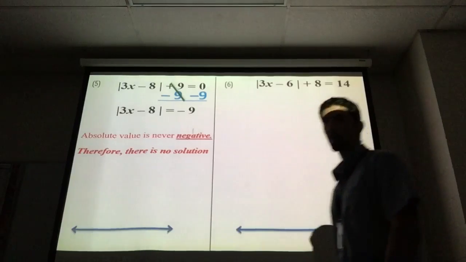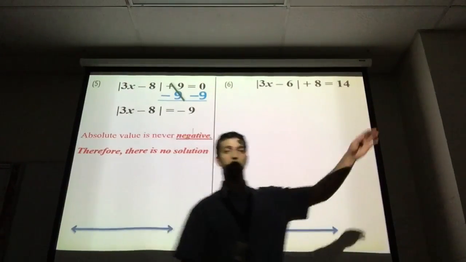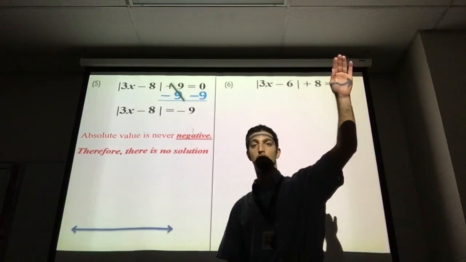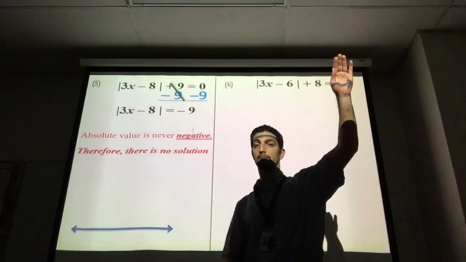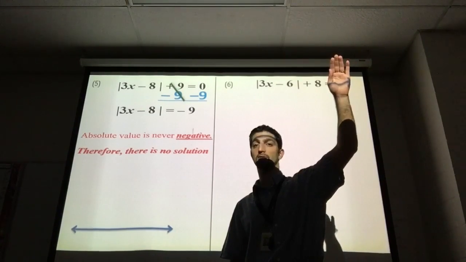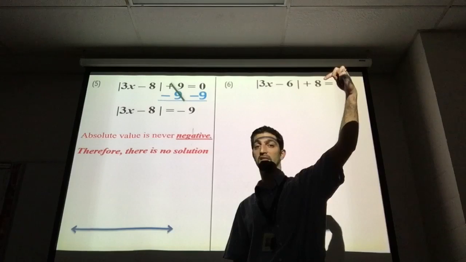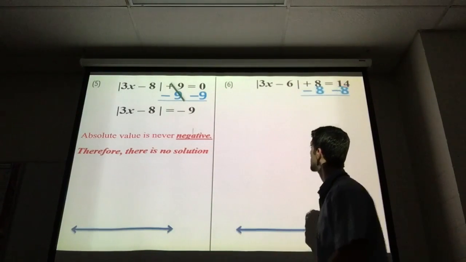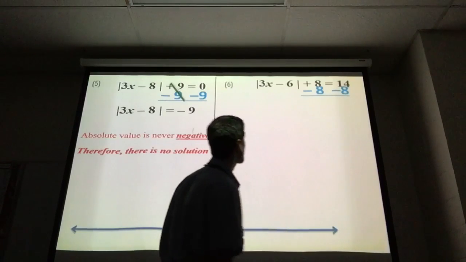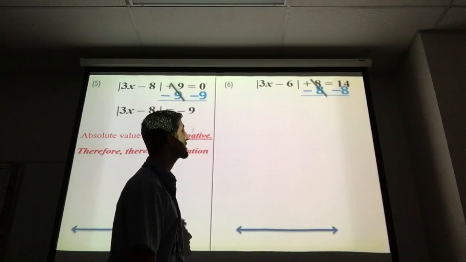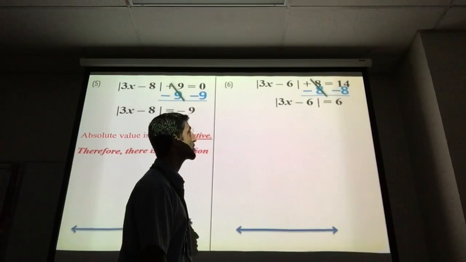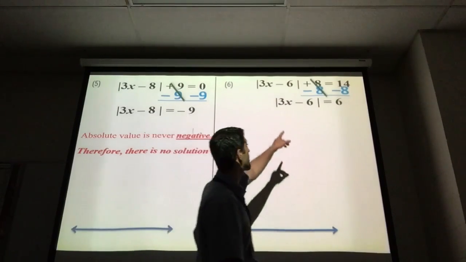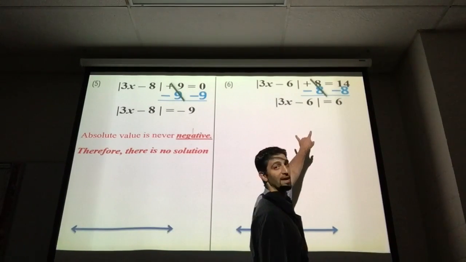Alright guys, now for this one, again, if you cover up the 14 right here, you can see that the absolute value is not by itself. We have to get rid of this 8 right here. So we can get rid of the 8 by subtracting 8 from both sides. That gives me the absolute value of 3x minus 6 is equal to 6. Now we have the absolute value isolated.